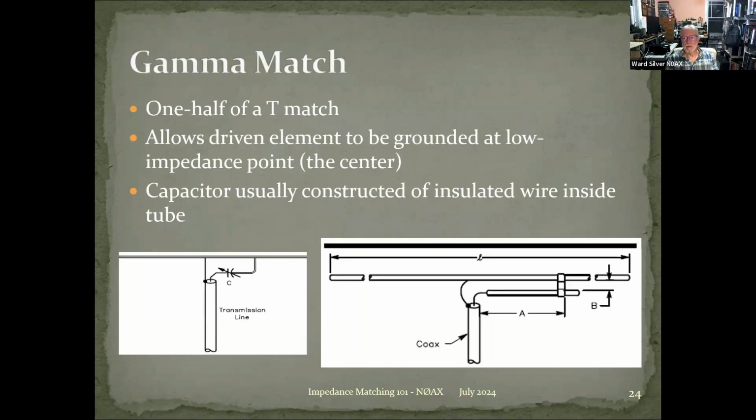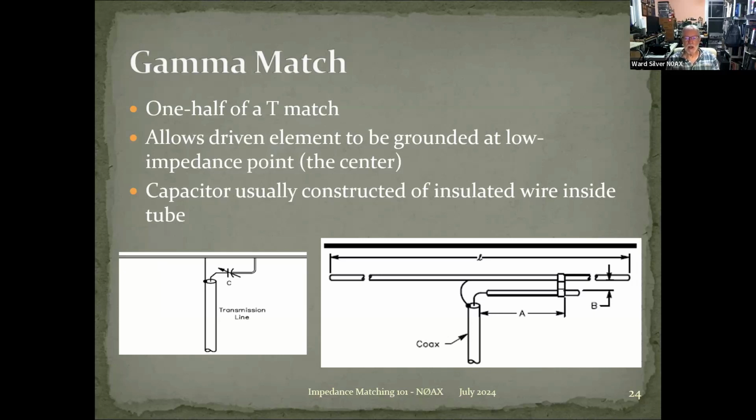It's half of a T-match. If you flip that gamma match around on the other side, you'd have basically a balanced match, a T-match. And what this gamma match allows you to do is, this was a big deal back in the 50s and 60s. It was called plumber's delight construction, meaning all the metal was simply bolted or soldered together.